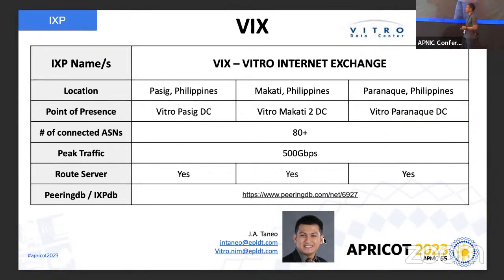Good afternoon, I'm GA for Vitro Internet Exchange, or VIX. Our location is here in the Philippines. We have points of presence in Vitro Makati 2, Vitro Pasig, and Vitro Paranaque. For connected ASNs, we have around 80, of which 67 are unique ASNs. Peak traffic is around 500 Gbps. We have route servers in all three sites, all Cisco ASR 9900 series.